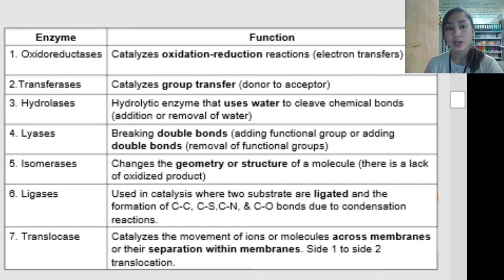So, based on the function. So, for example, we have oxidoreductases. Ang pinakang function niya is about oxidation reduction reactions. So, di ba, ang daling tandaan, oxidoreductases is for oxidation reduction. Transferases is for a group transfer. So, nagdadagdag lang tayo nung aces sa huli ng word.